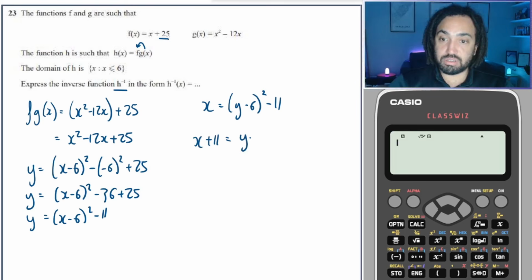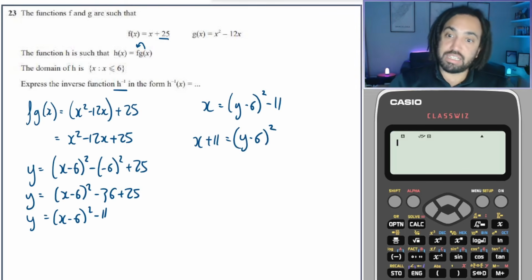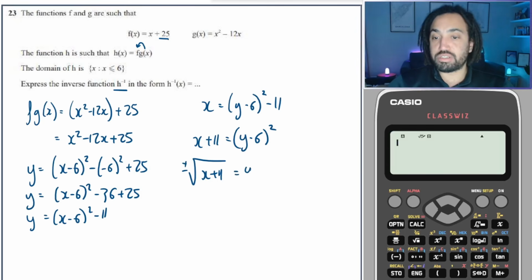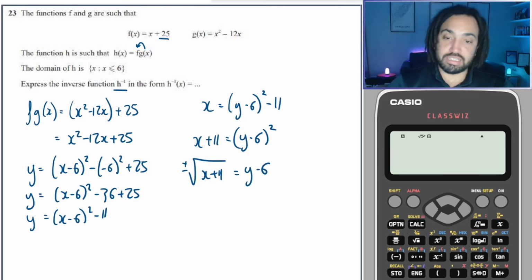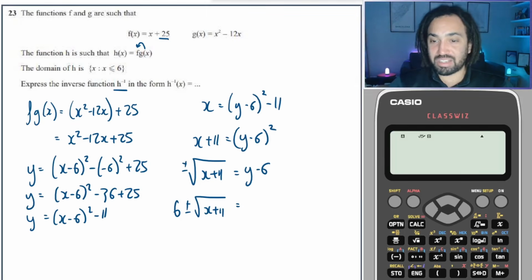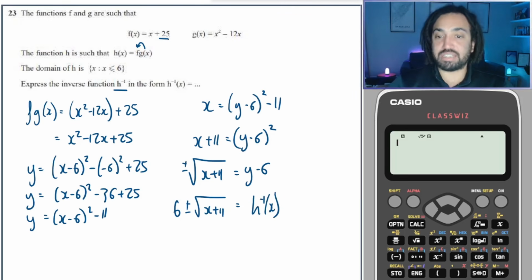I hope you'll see that this is such a common question, and once you know how to do it, you are getting yourself some seriously good marks. Add the 11, square root, plus or minus, add the 6, so it's 6 plus or minus the square root of x plus 11, and that is h to the minus 1 of x. Brilliant.